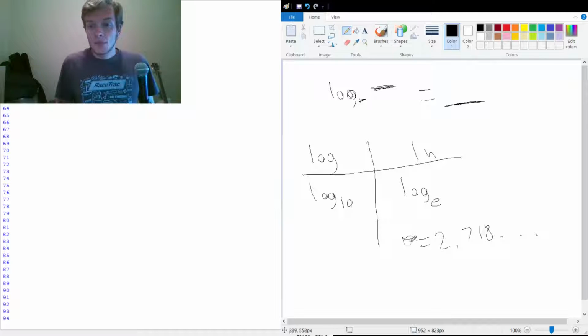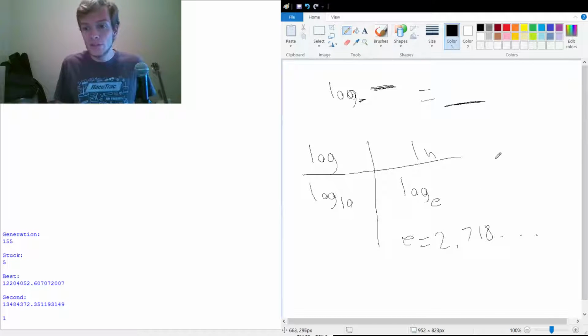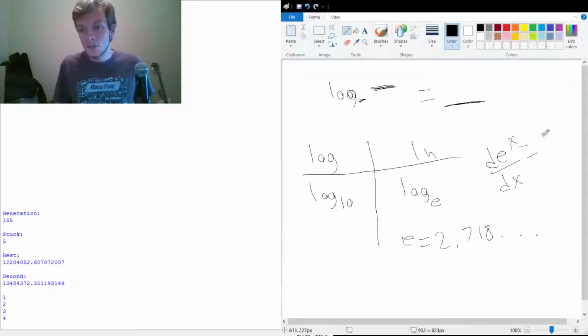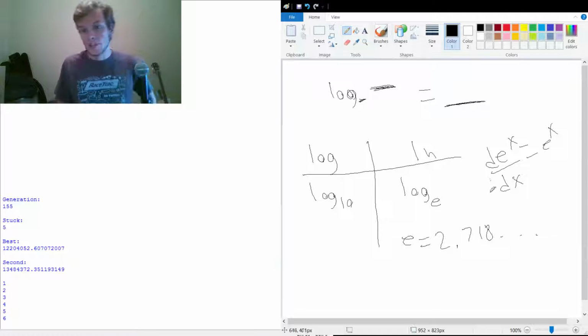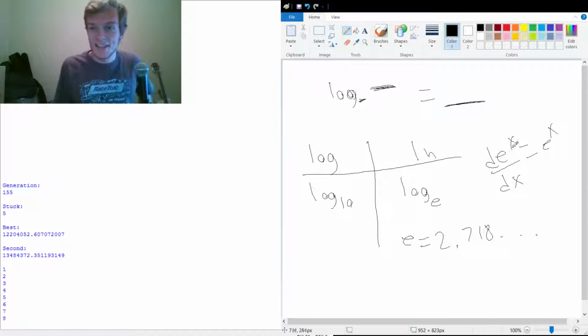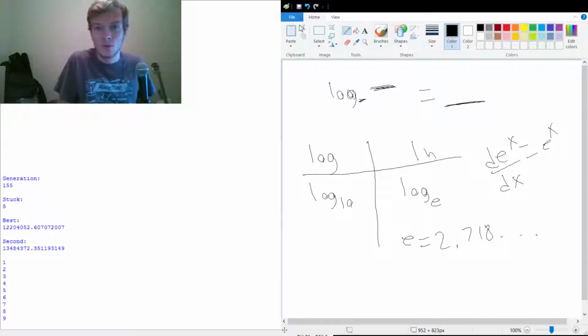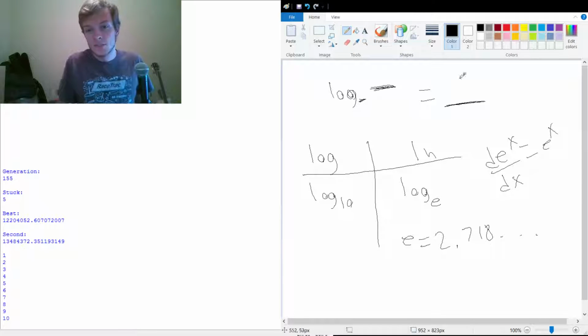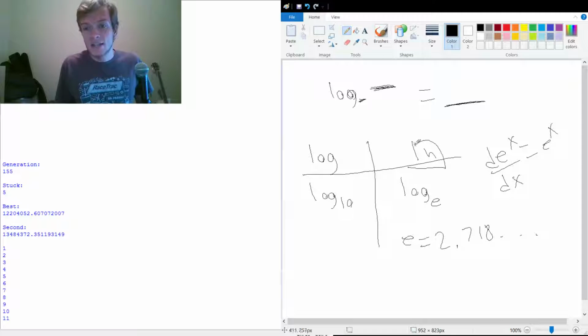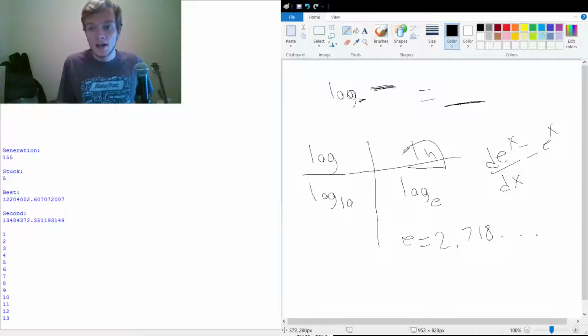So log base e is the natural log, because e comes up a lot in natural occurrences, and there are some cool things about e. The derivative of e to the x, de to the x over dx, is equal to e to the x, and it's the same for the integral. Its slope is the same as the position that it's at. So it's a little weird, but these are the common things you'll see, and that's what you can usually use on your calculator.